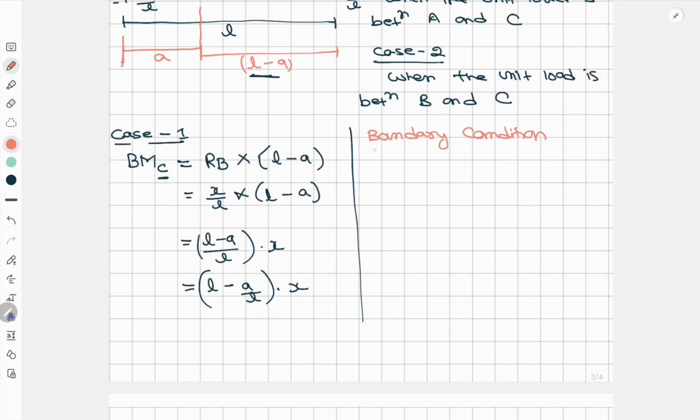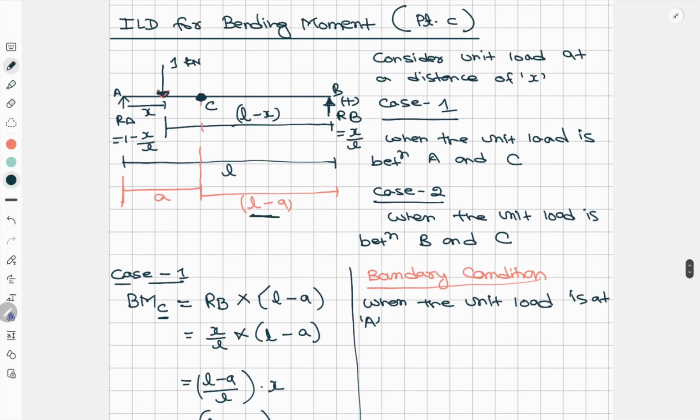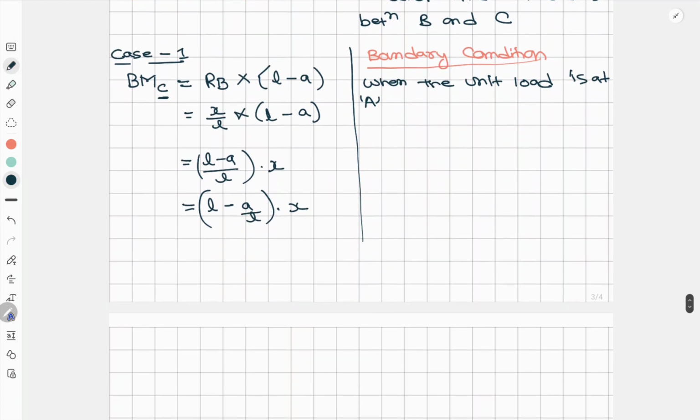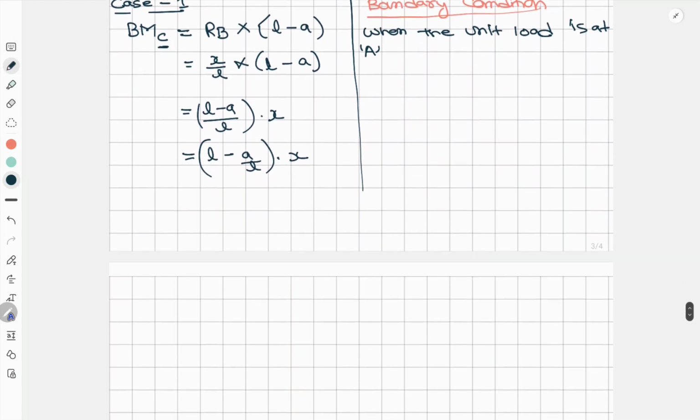Boundary condition for case 1. Okay, so now when the unit load is at A, that means this unit load will shift to this point A. Then what will happen? The value of X will be 0, right?